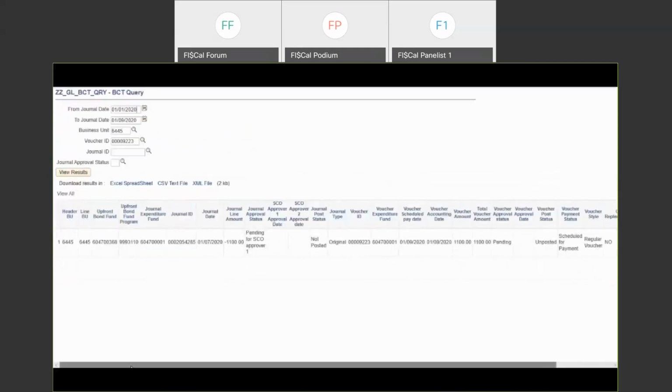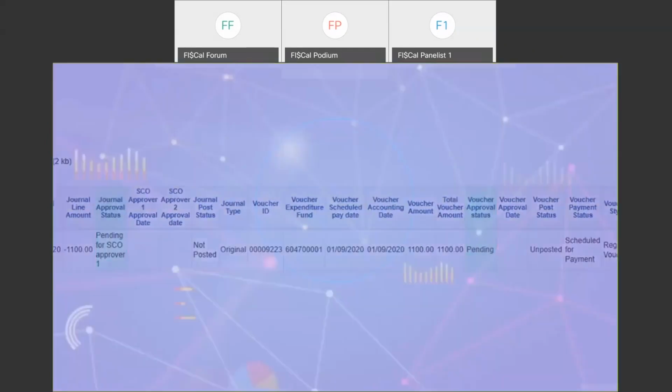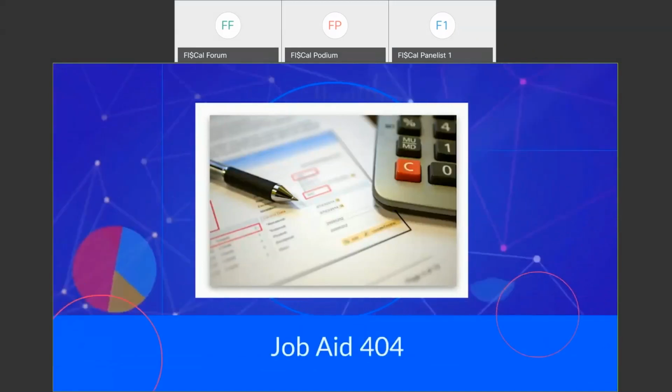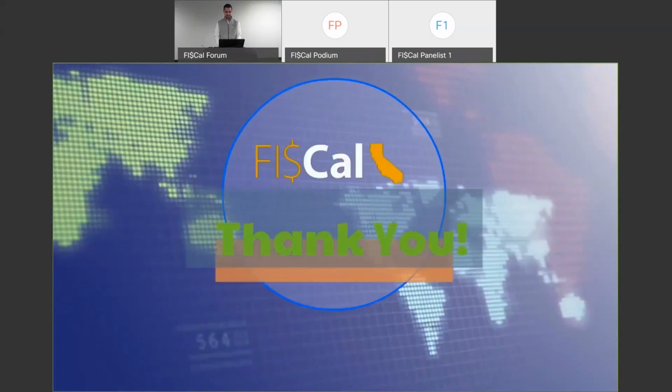Here, you can also check the status of both GL journals and the AP vouchers as needed. For more information, refer to Job Aid Fiscal 404. If you have any questions, please reach out to the FSC, the Fiscal Service Center, at fiscal.ca.gov.